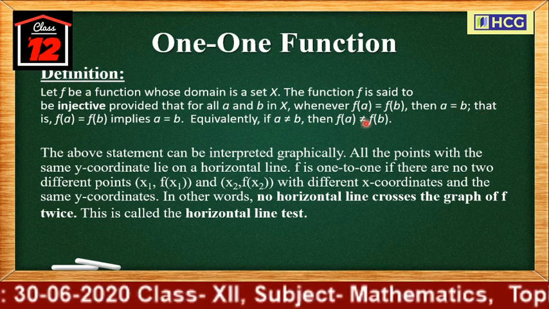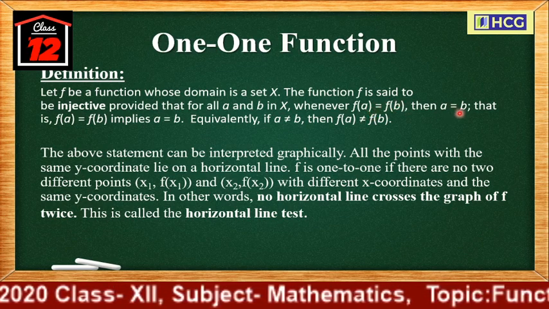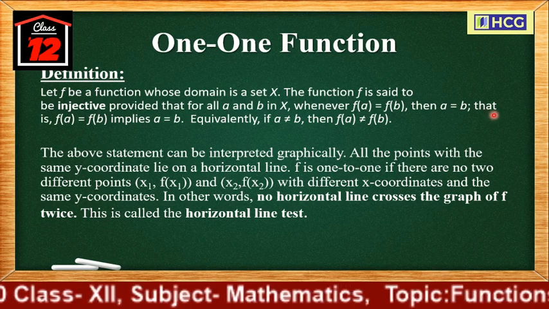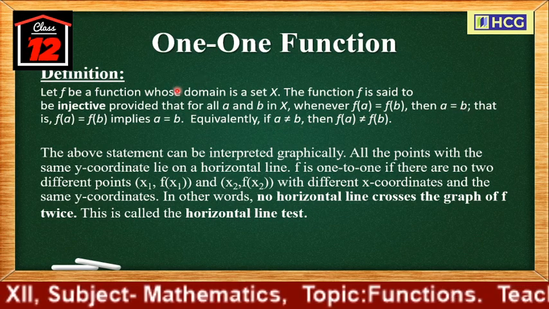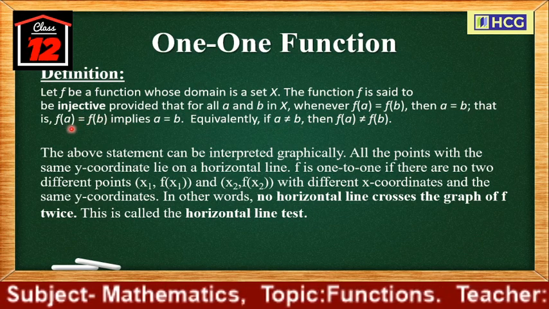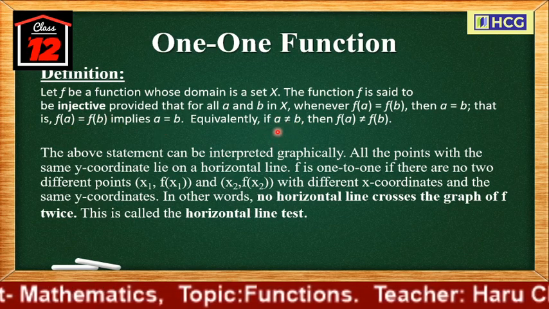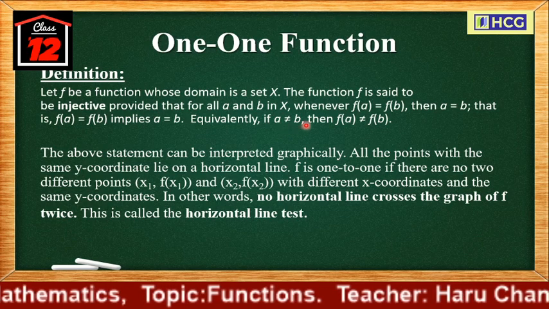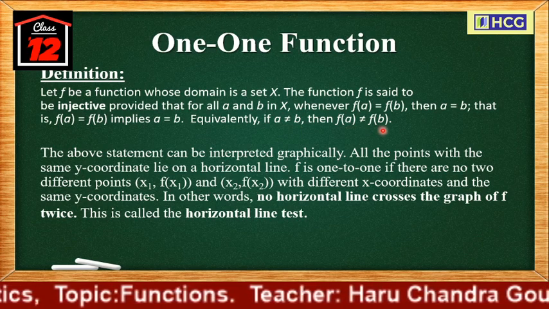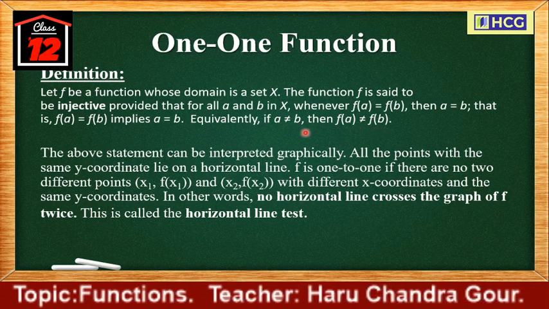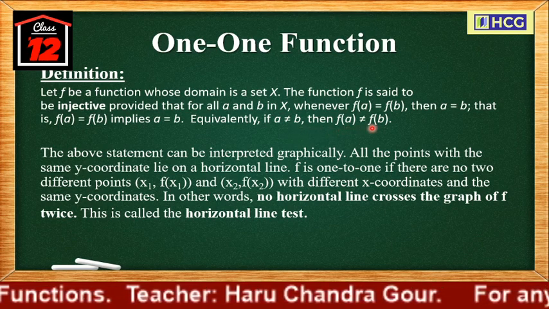For any two elements in the domain set, if their images are equal and the function is one-to-one, then their pre-images are also equal. f(a) equals f(b) implies a equals b. And the contrapositive statement is: if a not equals b, that is, two elements are distinct in the domain set, then their images are also distinct. The images of distinct elements in the domain set are distinct.